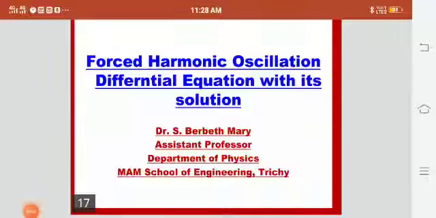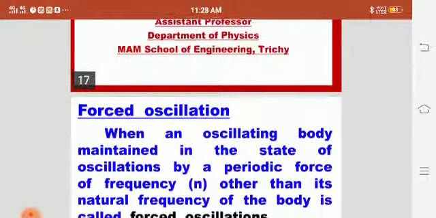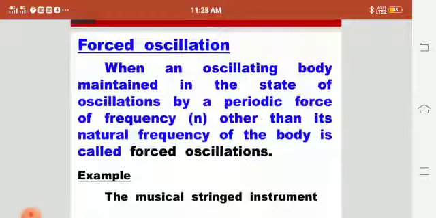Good morning to all. The topic which we are going to discuss is forced harmonic oscillation: the differential equation with its solution for the forced harmonic oscillation, with special cases. First, we'll see what is forced oscillation.